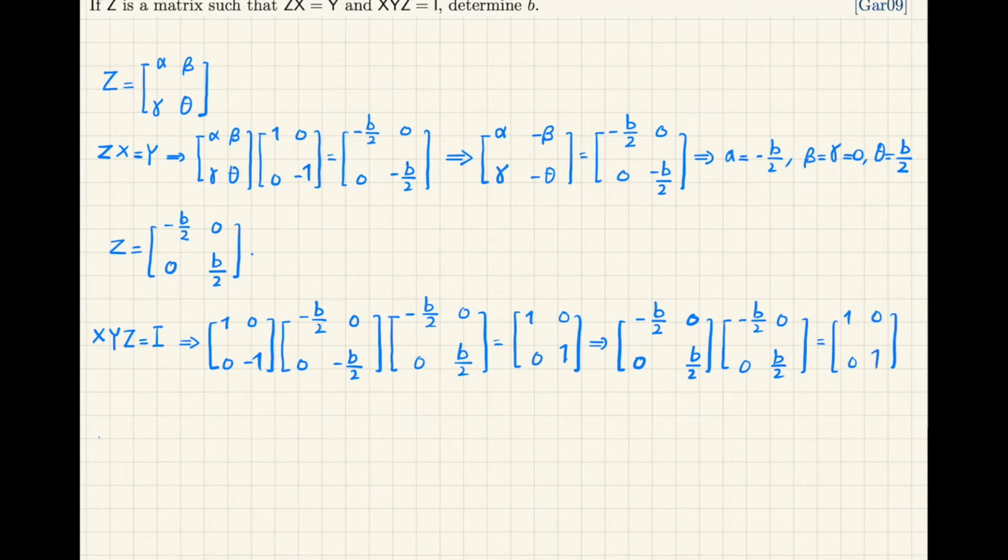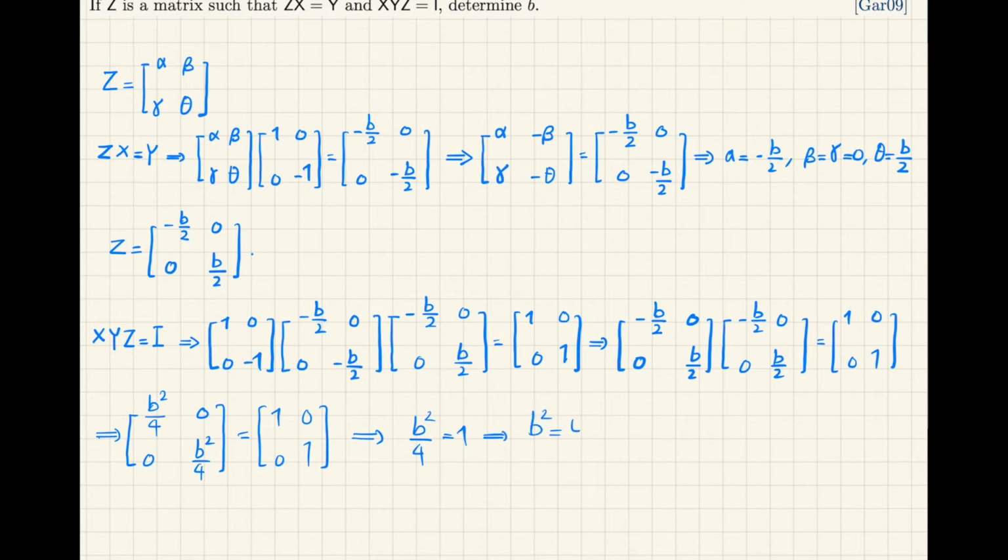And I have to do the product once more on the left-hand side. So what I get is b squared over 4, the next one 0, the next one 0, and the next one again becomes b squared over 4. Yes, on the right-hand side I have only 1, 0, 0, 1. So this gives me that b squared over 4 is equal to 1. So this means that b squared is equal to 4. So this means that b is equal to plus or minus 2. So that would be the answer that I am looking for. So this is the solution of this problem.